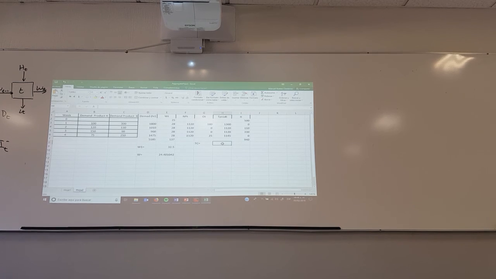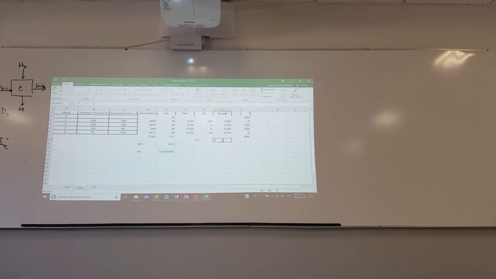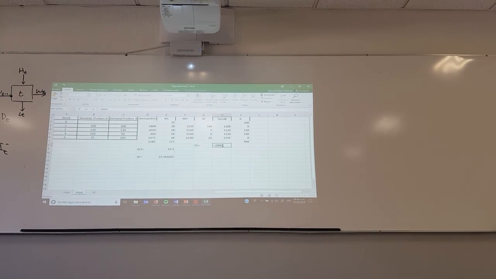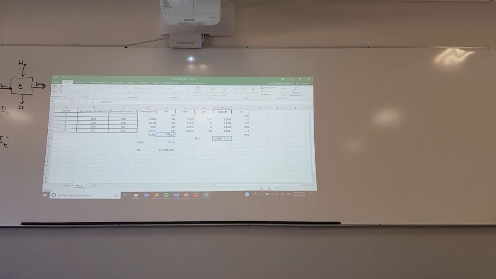Okay, the total cost. Normal salary. How much is it? What is the salary per week? Okay, 2,000 times the number of workers, which is here, plus overtime salary. Do we have the overtime salary? This is twice the salary. About how much is it?